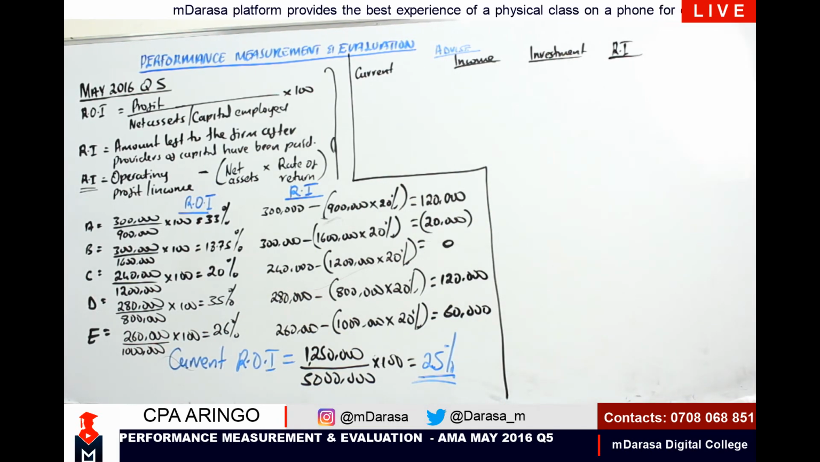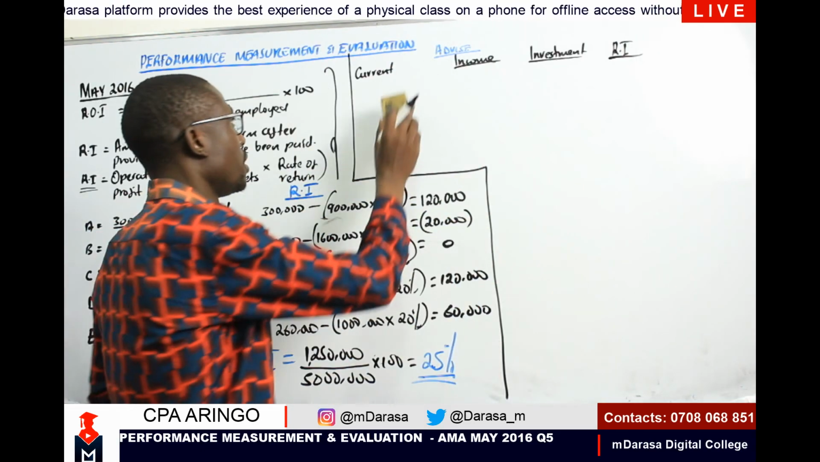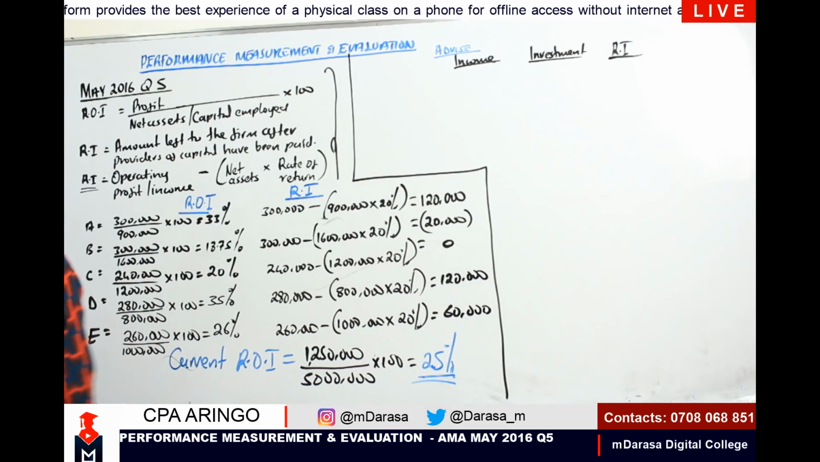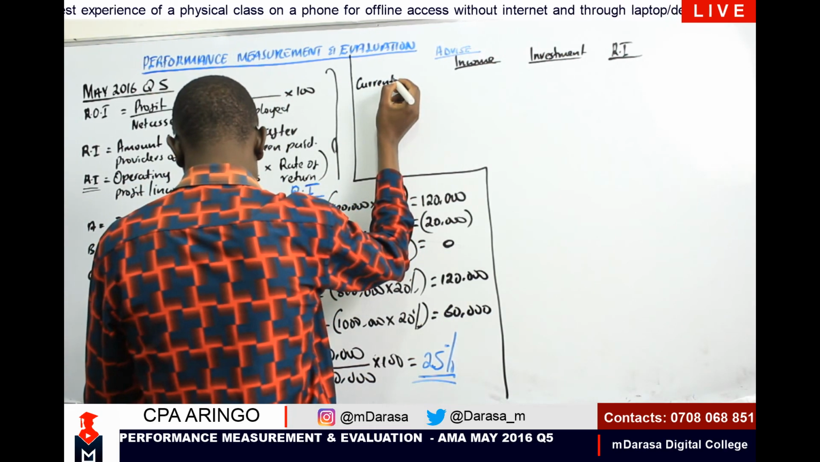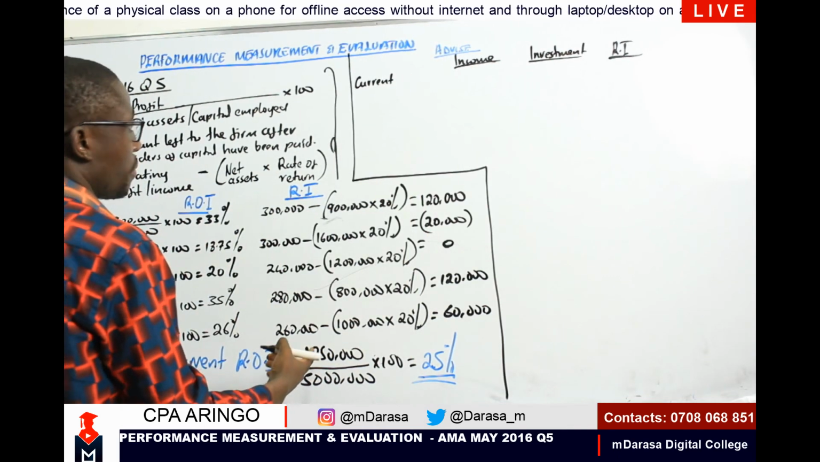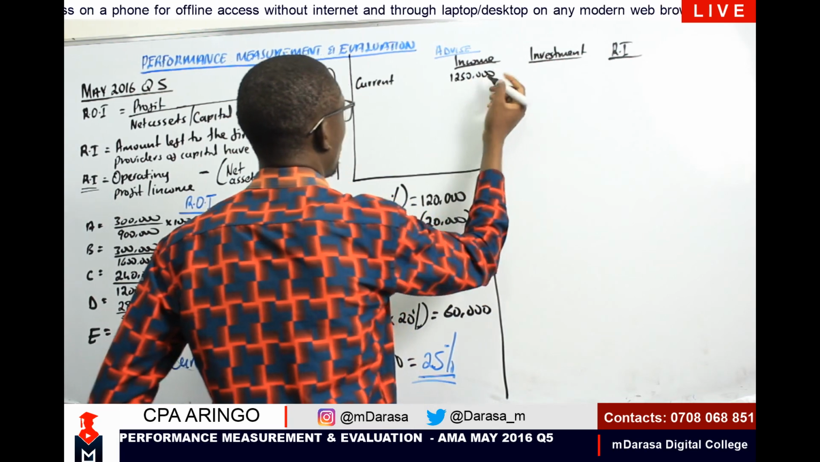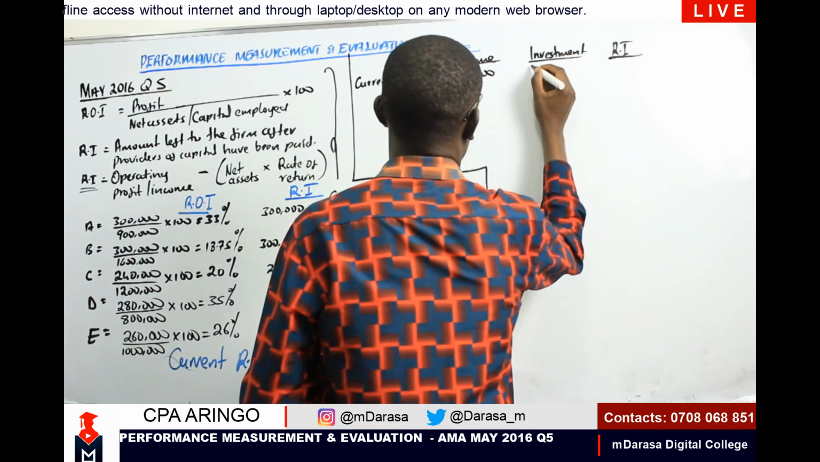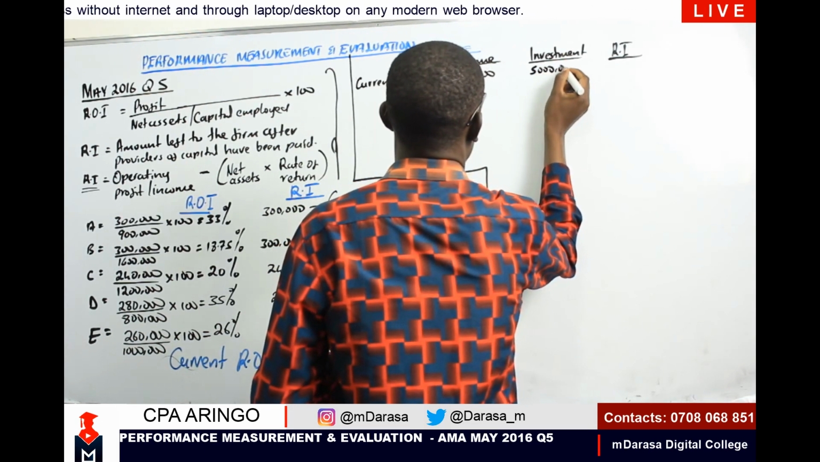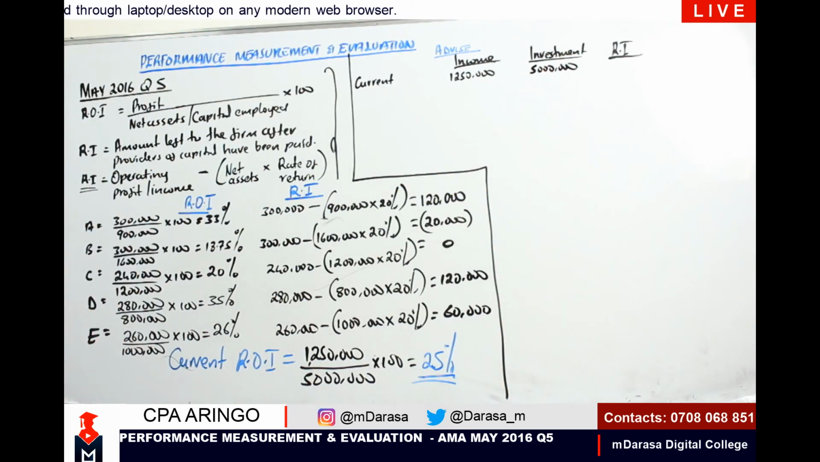Talk of our current income. Current income, the company had what? 1,250,000 with an investment of 5 million. Before we look at residual income, let us consider that.